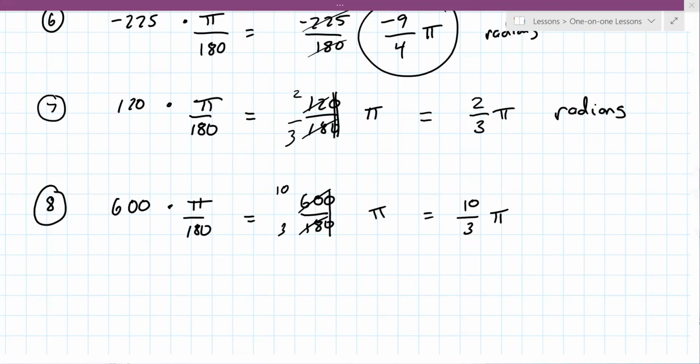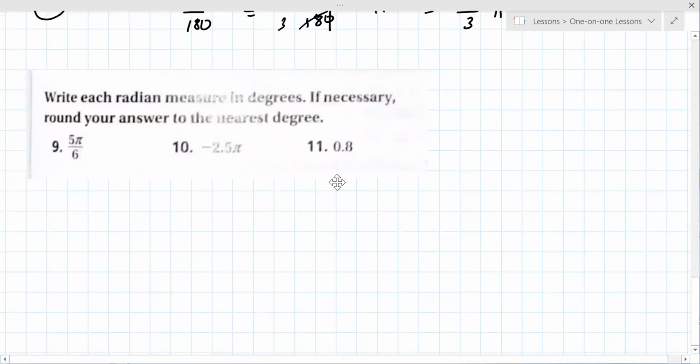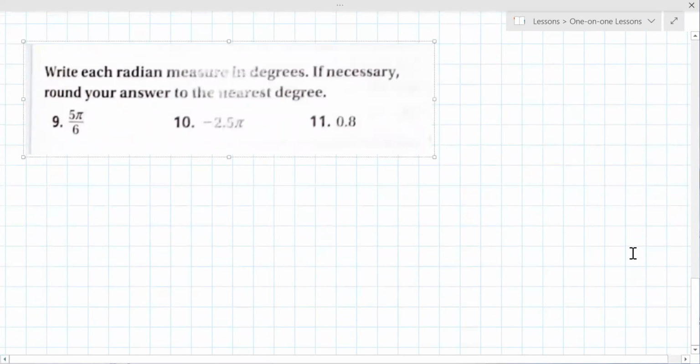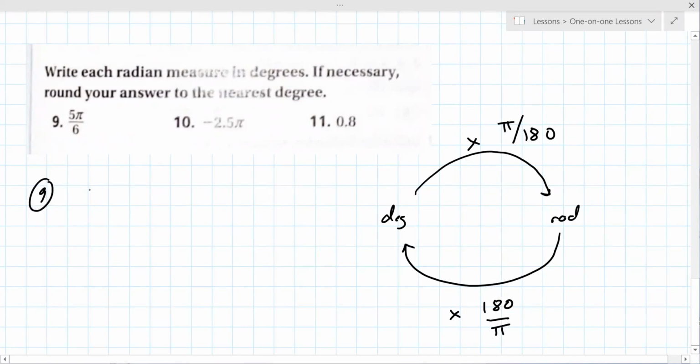All right, next grouping of questions, 9 through 11. You're going the other way, okay? So you're converting from radians to degrees. If you're in degrees and you're going to radians, which is what we just did, you multiply by pi over 180. To go the other way, you multiply by 180 over pi. So for number 9, you take this 5 pi over 6 and you multiply by 180 over pi.